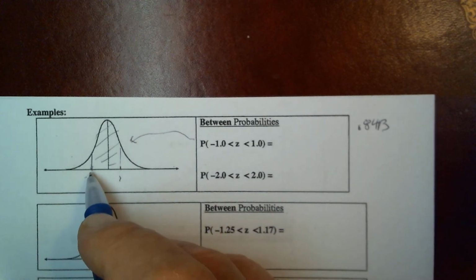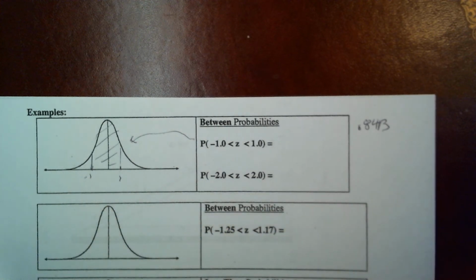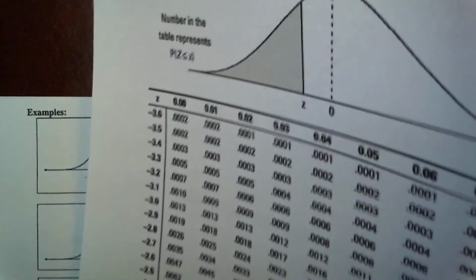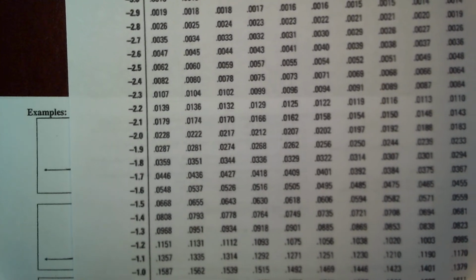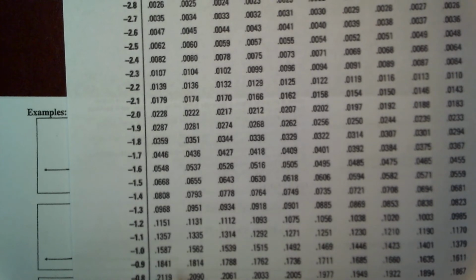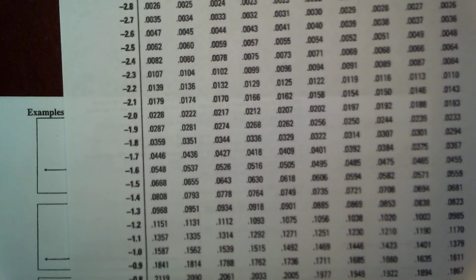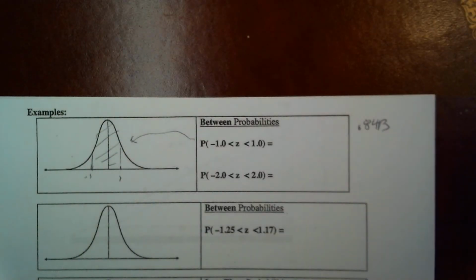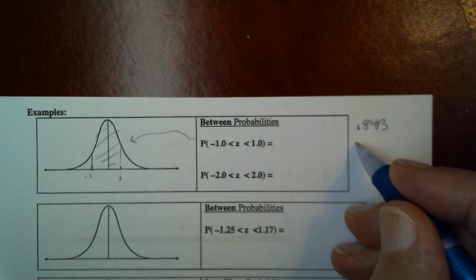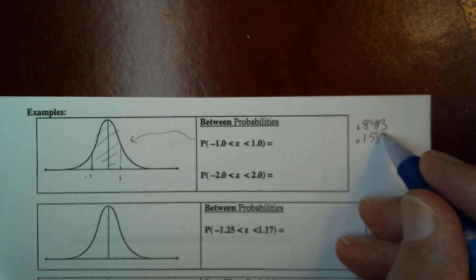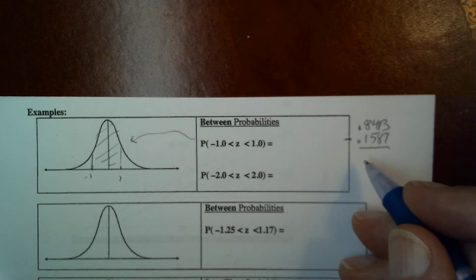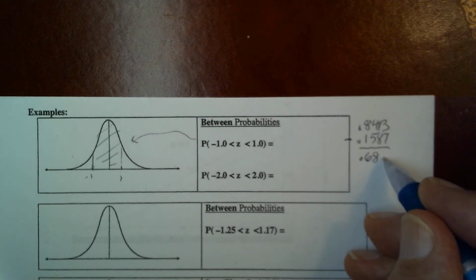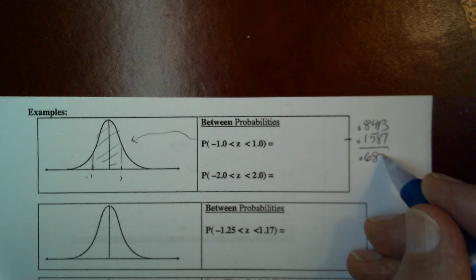Now the smaller area to the left of -1, we look at the other z-score table for the negative z-scores. And so here the z-score of -1 is equal to 0.1587. So we need to subtract that from the larger area, and that is equal to 0.6827, and that is our answer.